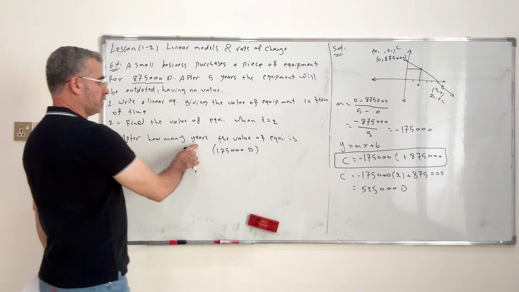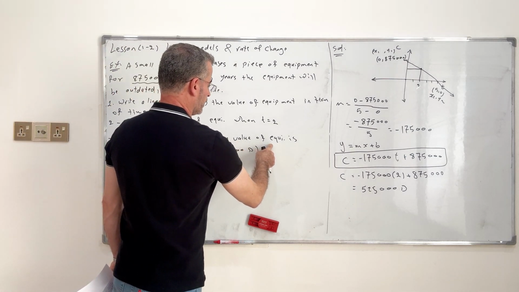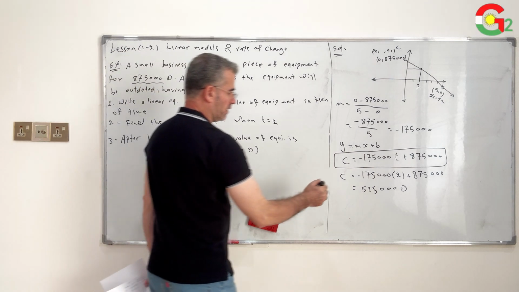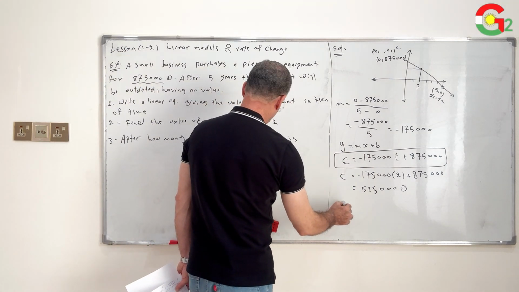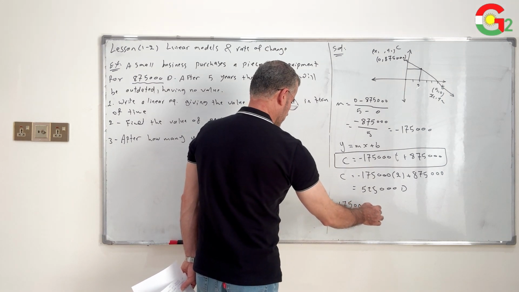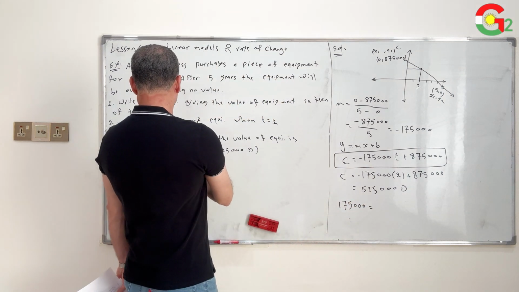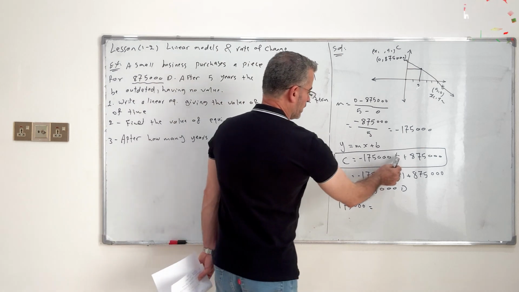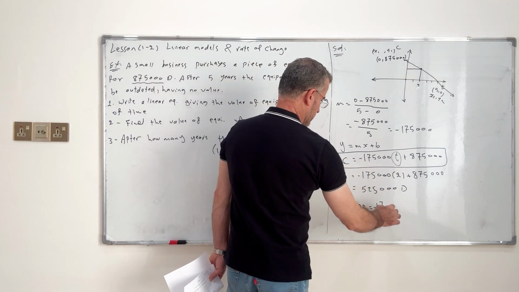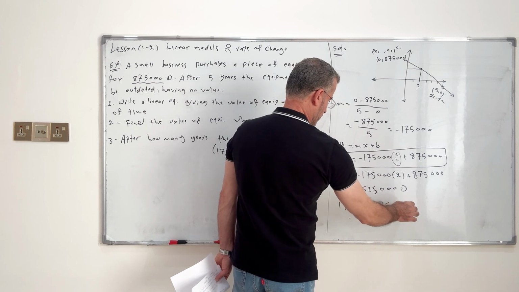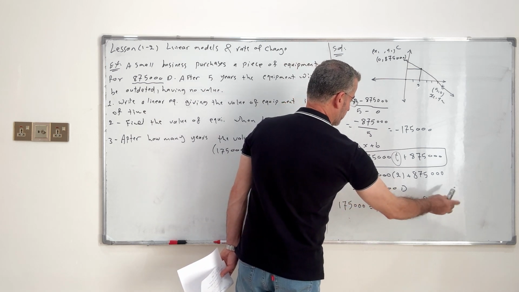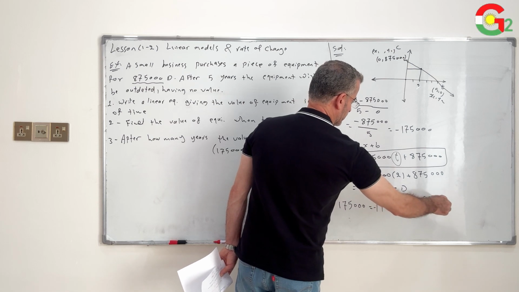After how many years will the value of equipment be 175,000? The value, the cost of the equipment, I'll set it equal to 175,000, and here I want to find t. Negative 175,000 times t plus 875,000.